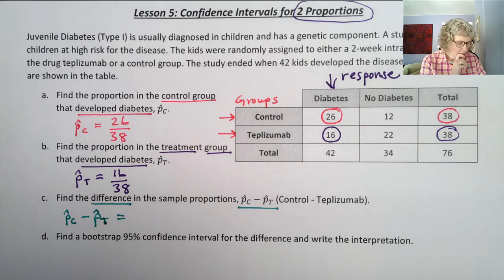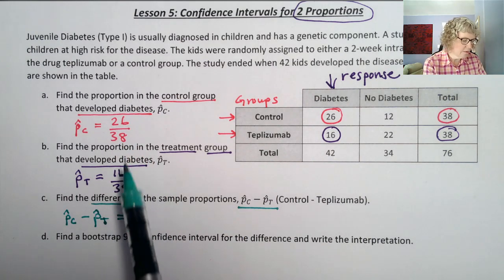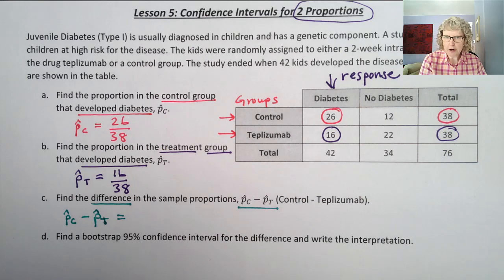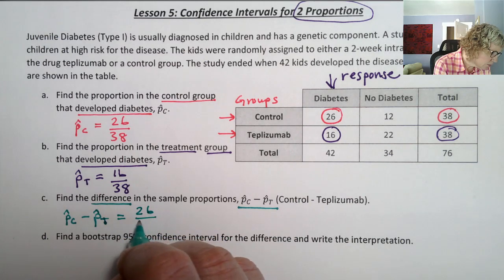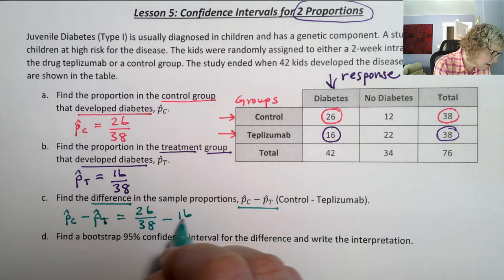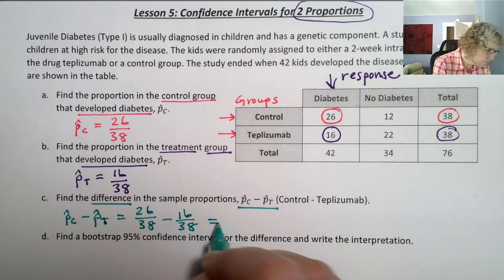And I am not going to divide these individually because then I'm going to get round-off error. I don't want to round and then subtract. So I'm going to write the whole thing: 26 over 38 minus 16 over 38.